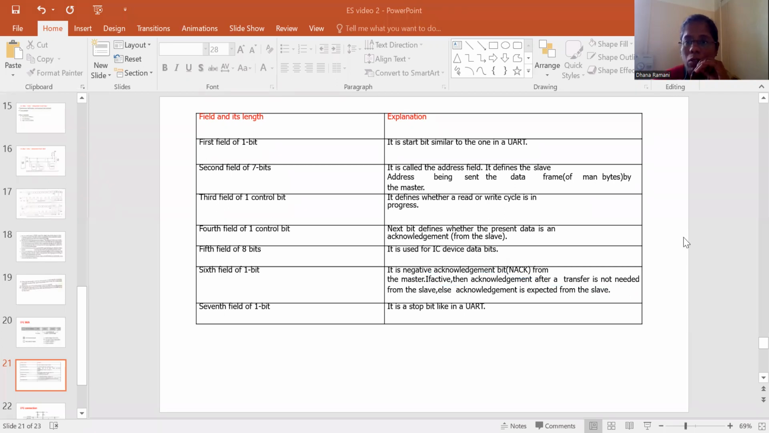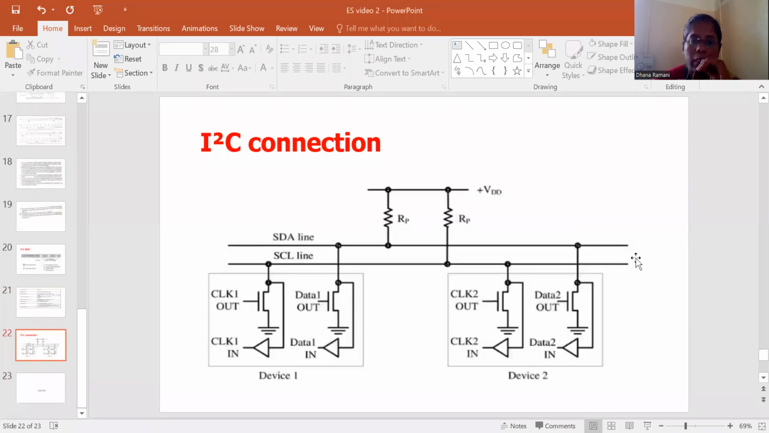Right. So you can see here, this is our I2C connection, where we have already seen the same thing in the first slide, where we have a pull-up supply VCC and a pull-up resistor. For each and every slave device, there will be a separate clock in, clock out pin, as well as data in, data out pin. So this is for device 1. Similarly, this is for the next device.